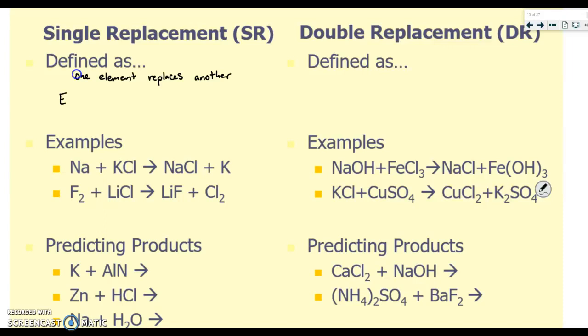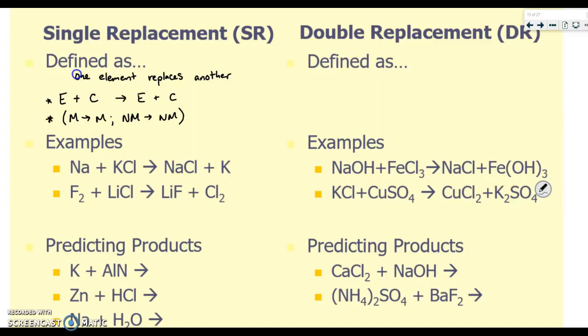These reactions are usually an element plus a compound turning into another element plus a compound. Something is always single on each side of the reaction. Cations replace cations, and anions replace anions. So a metal is going to replace the metal, and a non-metal is going to replace the other non-metal.